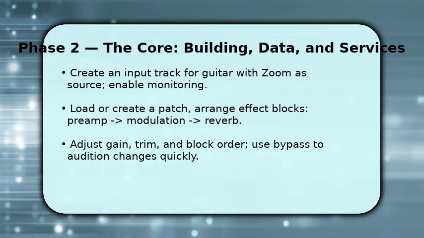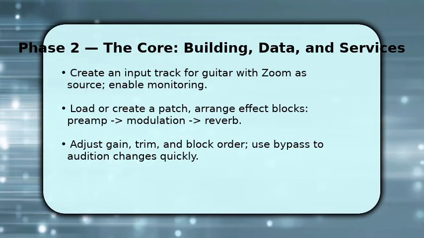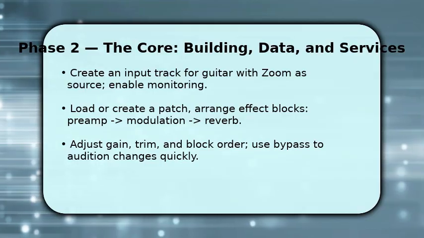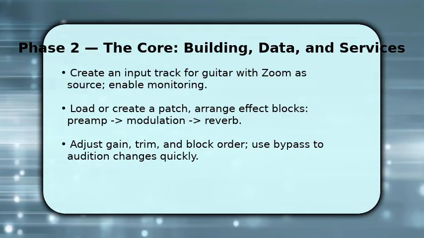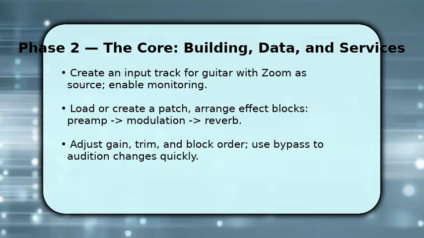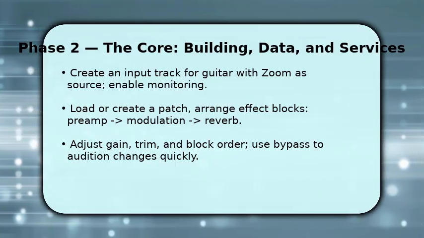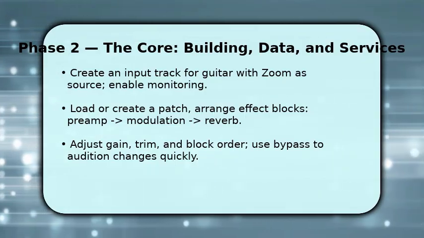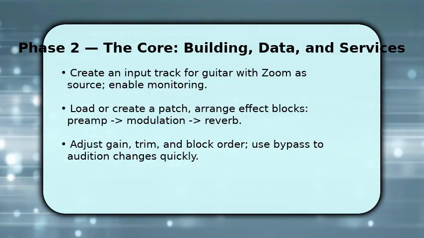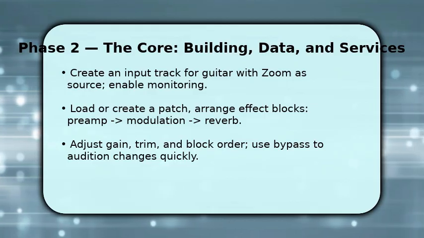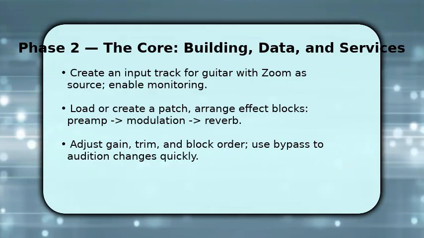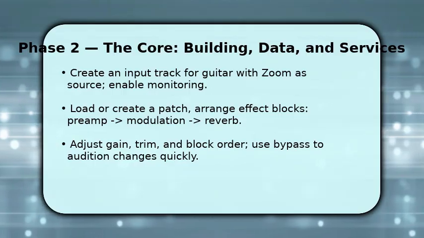Once the signal is present, load a patch or build one. Arrange effect blocks with preamp and amp sims first, then modulation, delay, and finally reverb for natural depth. Adjust gain staging and trim to avoid clipping, and frequently bypass individual blocks to compare your tweaks. This helps you hear what each block actually contributes.